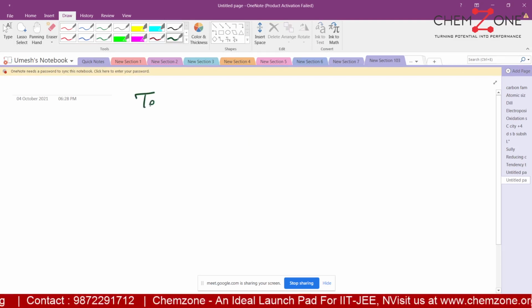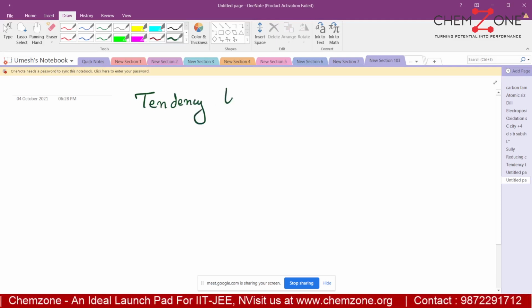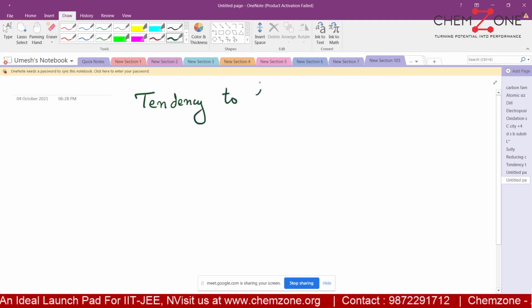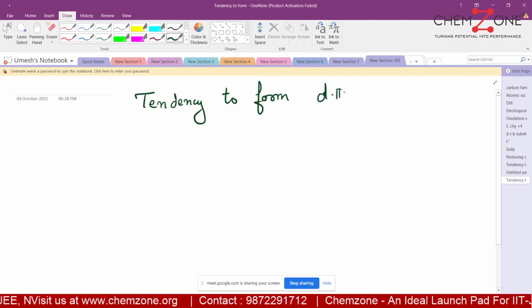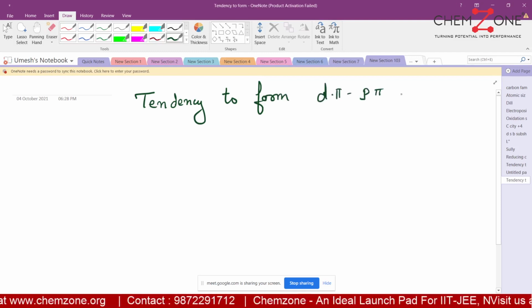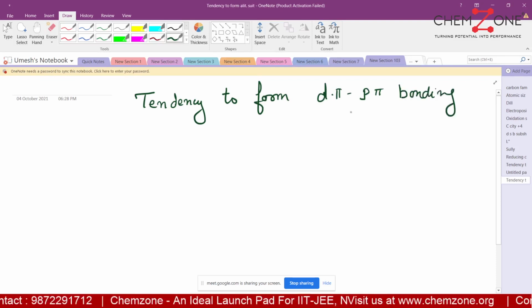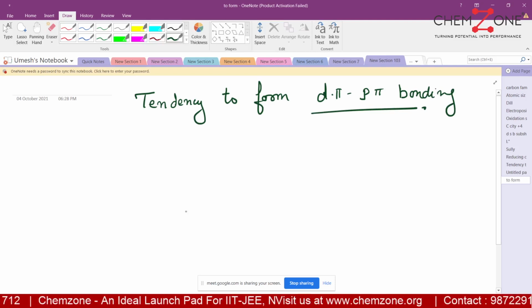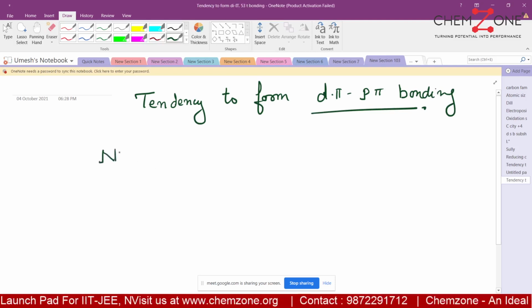Now I'm talking about the next one: the tendency to form d pi p pi bonding. Here the d orbital will be used, right? So here I'll go into detail of this.